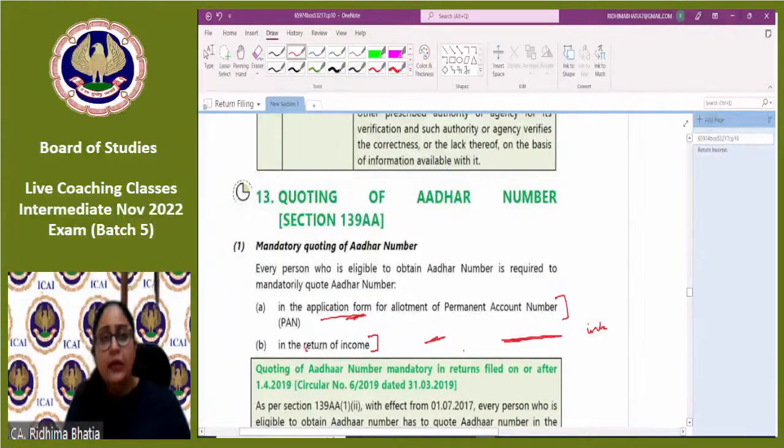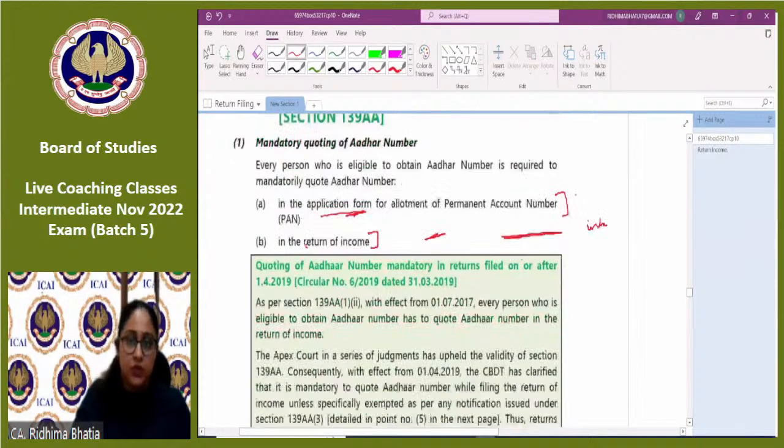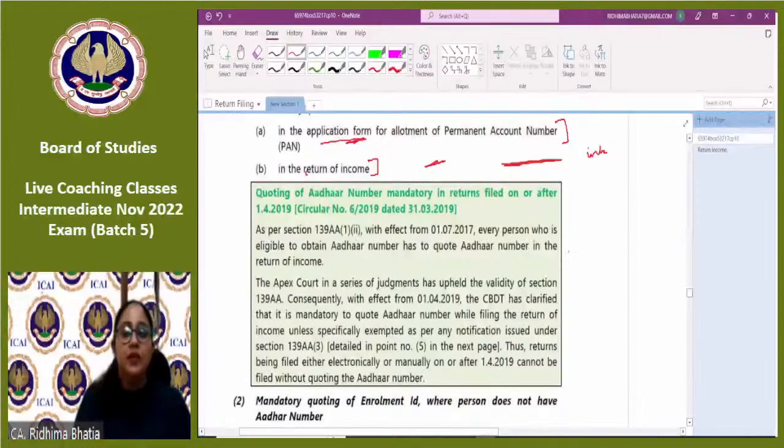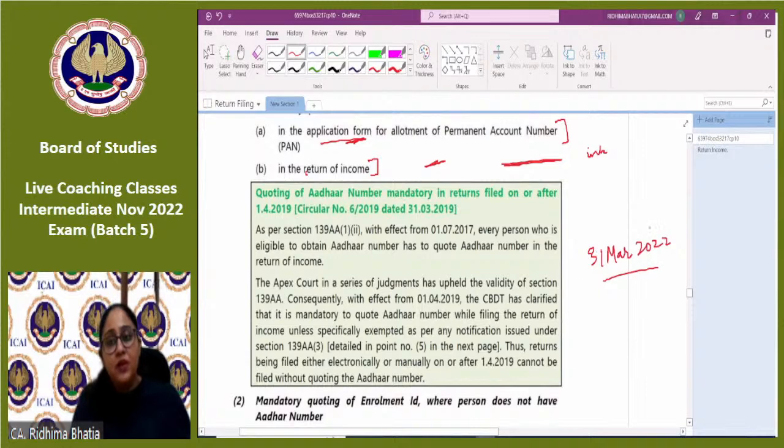There have been multiple times, I think 6-7 as I remember, that the government has extended the due date of linking Aadhaar with PAN. You may have seen that in various news reports, but the latest date to link Aadhaar with PAN was 31st March 2022. If you do not link Aadhaar with PAN, what will happen? Your PAN will become inoperative.